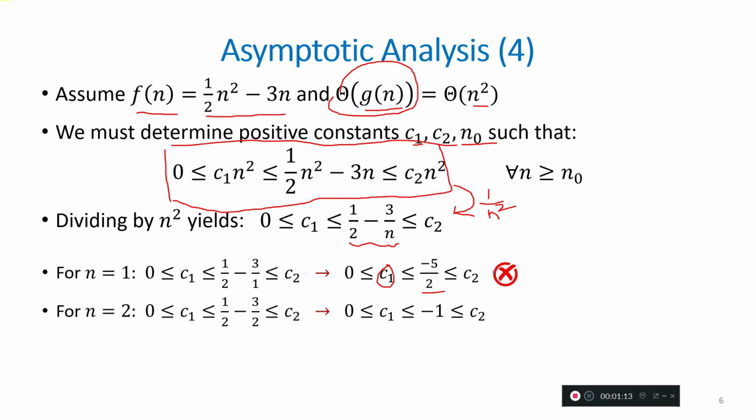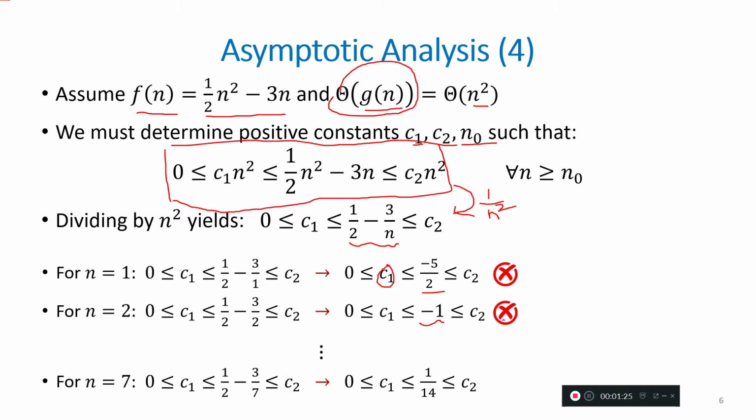Then we go to n is equal to 2. Similarly, we get minus 1, which is negative, and therefore it is not correct. We keep doing this until we reach n is equal to 7. Over here, we see that we get 1 divided by 14, which is positive, and therefore satisfies the positive requirement of C1 and C2. Therefore, this verifies that f of n is equal to theta n squared.